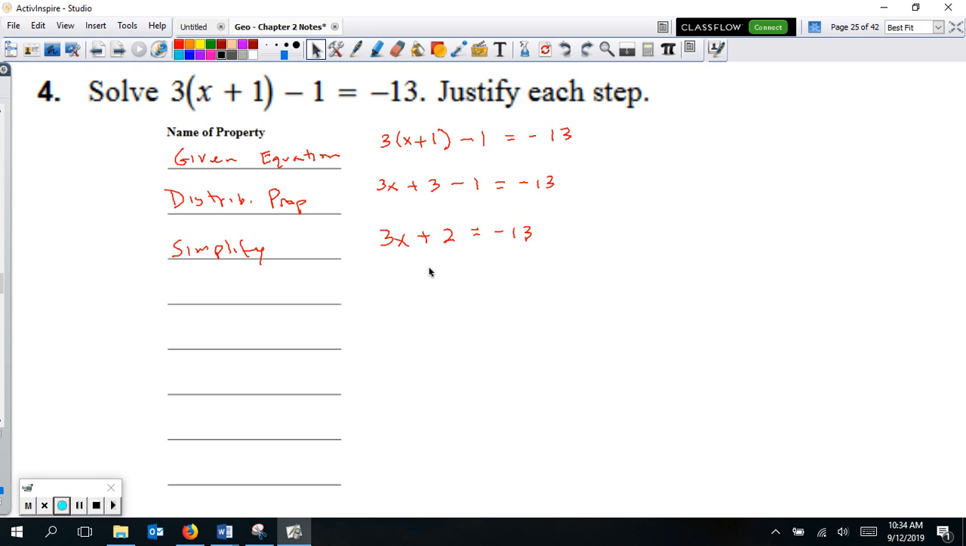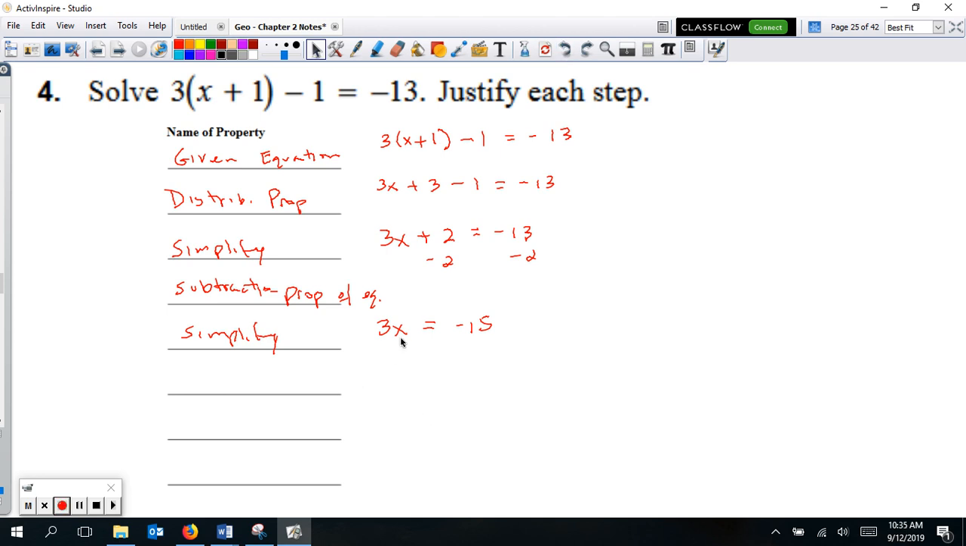The next thing we'd probably want to do is move the 2 over there where the negative 13 is. So we're going to want to subtract 2 from both sides, and that's the subtraction property of equality when we do that one. Subtraction property of equality, EQ for equality. Now when we actually do it, and we actually subtract the 2, and we get 3x equals negative 15, well, we just simplified our equation, so we can write simplify again for that one.